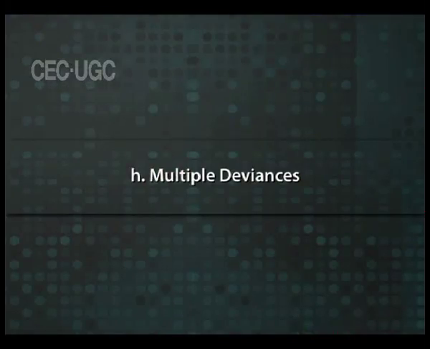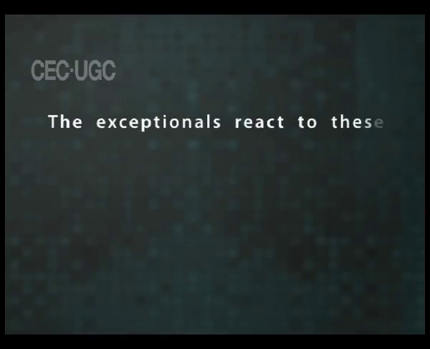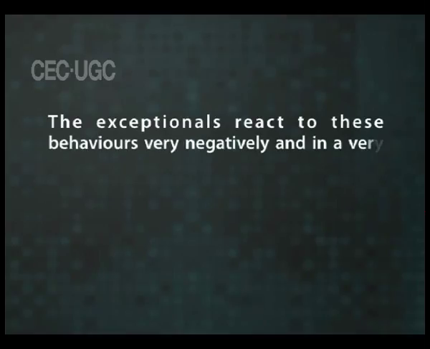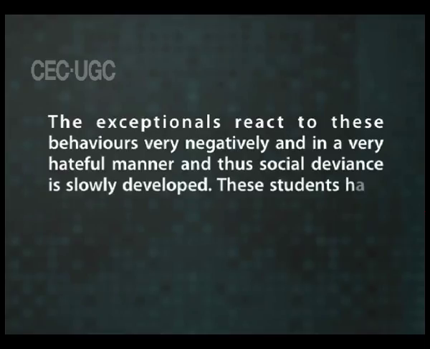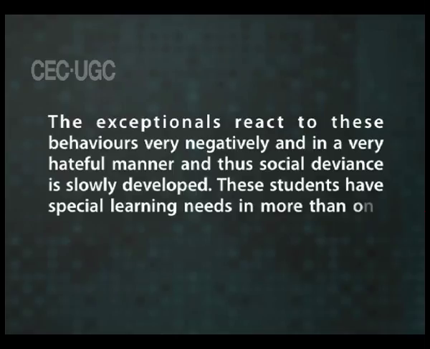Multiple deviances. Many exceptional people deviate from the normal in more than one area. A blind man can be deaf also, or personality deviance is associated with multiple deviances. Such multiple exceptionality is an automatic process. For example, a sensory handicapped child is very badly treated by some people in the society. The exceptionals react to these behaviors very negatively and in a very hateful manner, and thus social deviance is slowly developed. These students have special learning needs in more than one area.